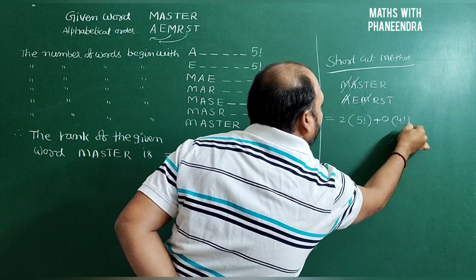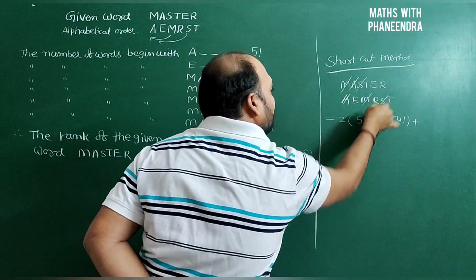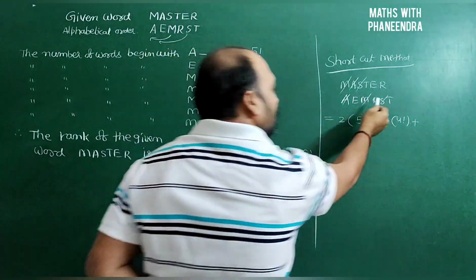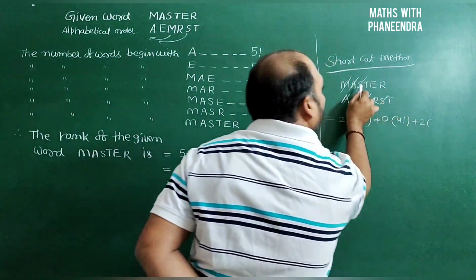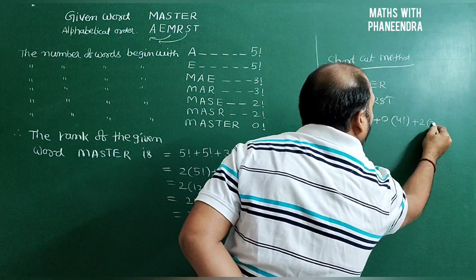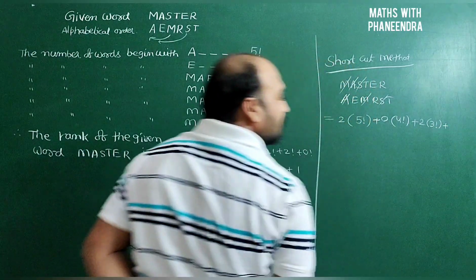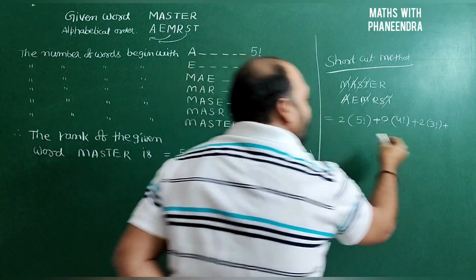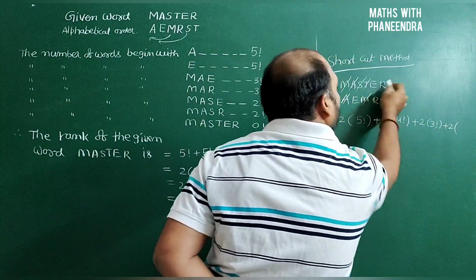4 factorial. Plus S gets cancelled. Before S, how many letters are there? 2 letters are there. So 2 into. After S, here 3 letters are there. You can write as 3 factorial. Plus T gets cancelled. Before T 2 letters are there, 2 into. Here also 2 factorial.